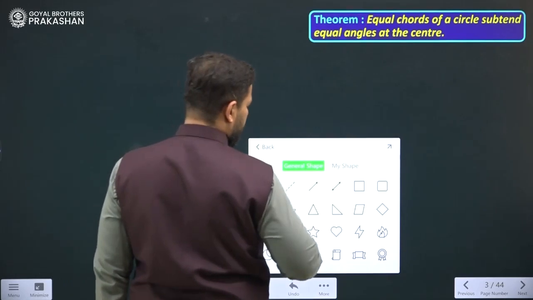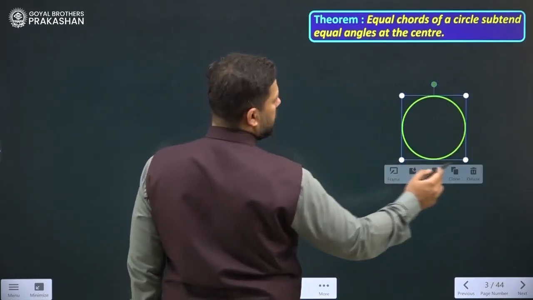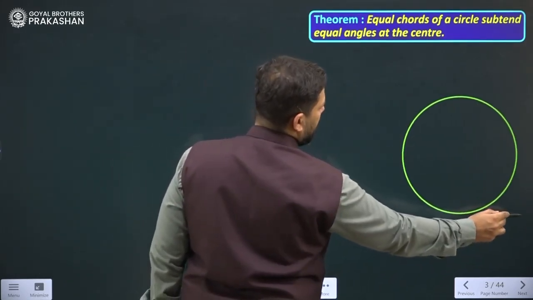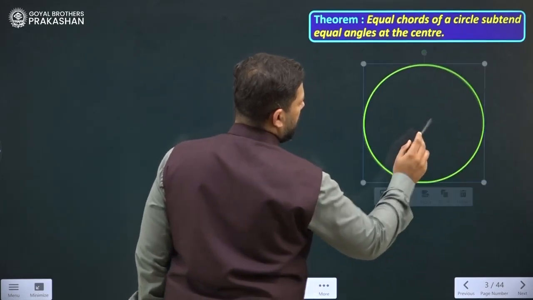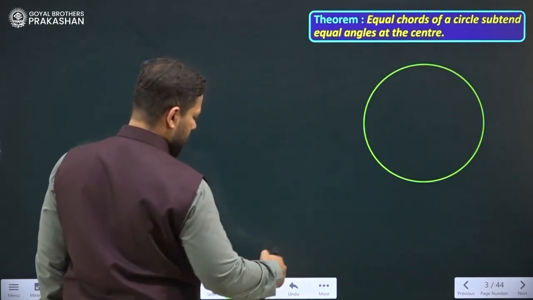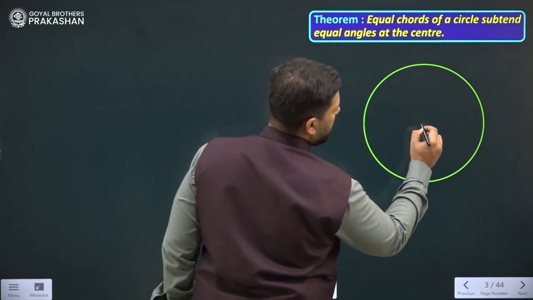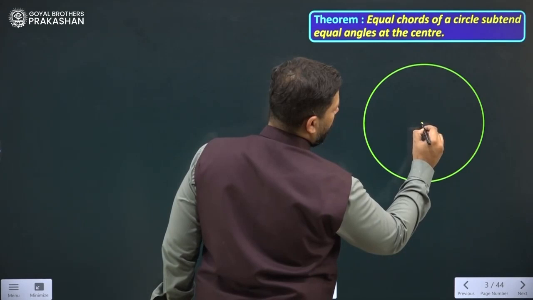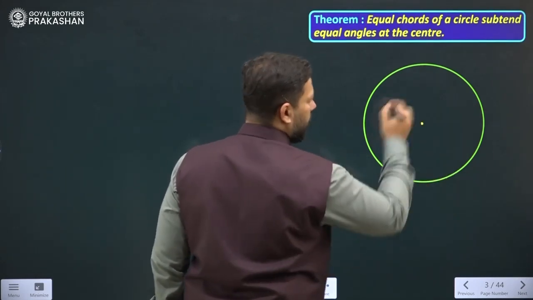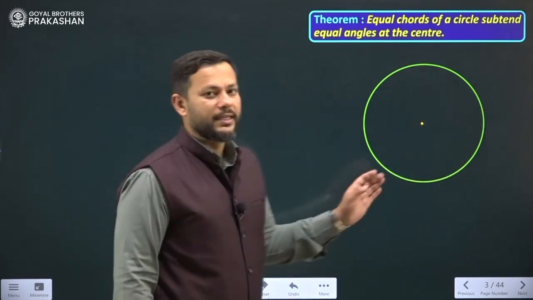If we look at it, we have a circle with us. So this is the circle. Let us enlarge its size. So this is the circle. It will have a center definitely at the middle. Right, so this is the center. Center is that point from which all the points on the circumference of the circle are equidistant, right?